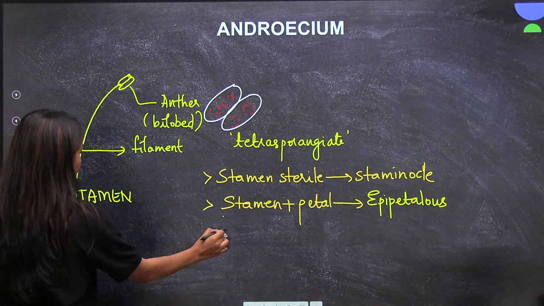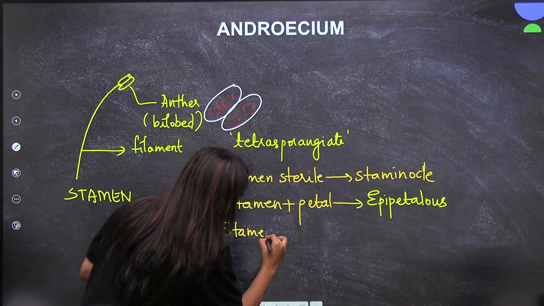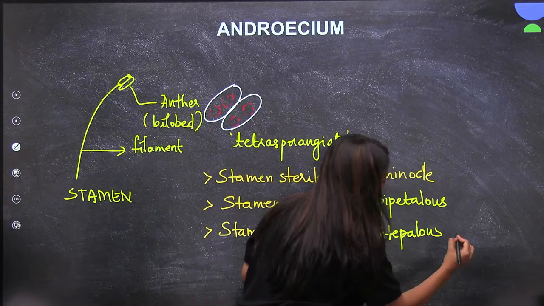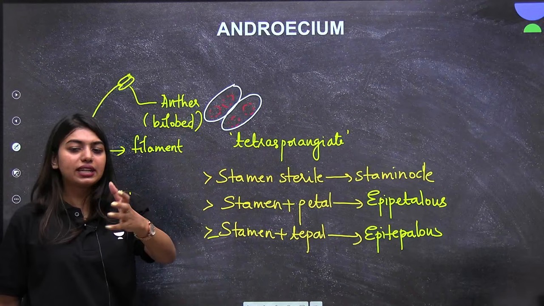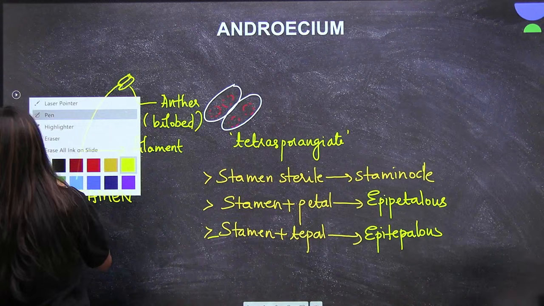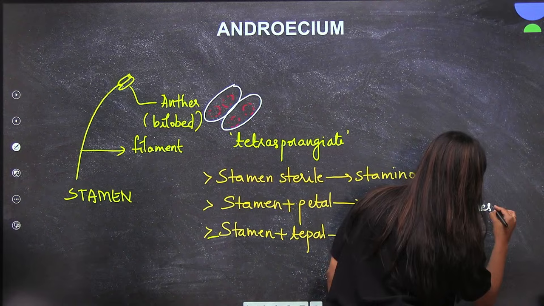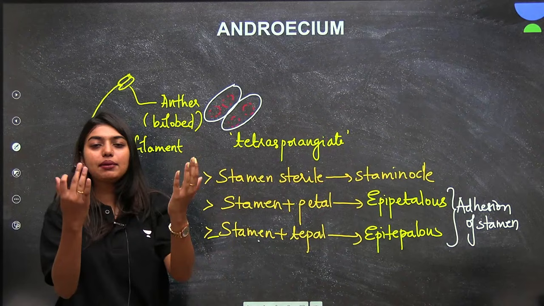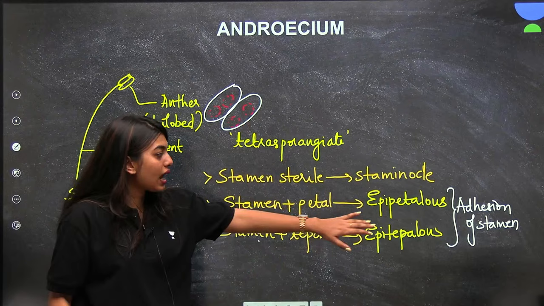If the stamens are fused with a tepal, I will call it epitepalous. Clear? Very good. Epiphyllous you can tell, epitepalous or epiphyllous. Now these two can be called adhesion of stamen. That means stamen is fusing with other floral parts, right? Stamens are not fusing with each other. They are fusing with other floral parts, a petal, a sepal, right? So that is why we call it adhesion of stamen.